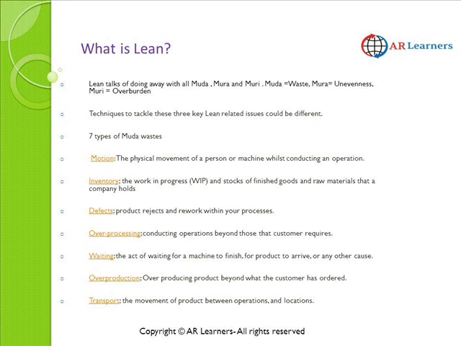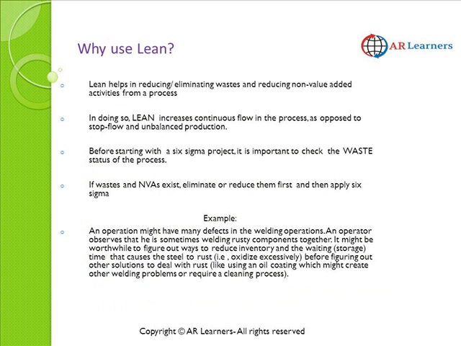What is Lean? Lean talks of doing away with all muda and muri. Muda equals waste, mura equals unevenness, muri equals overburden. Seven types of muda wastes: motion, inventory, defects, overprocessing, waiting, overproduction, transport. Why use Lean? Lean helps in reducing or eliminating wastes and reducing non-value added activities from a process. In doing so, Lean increases continuous flow in the process, as opposed to stop-start flow and unbalanced production.